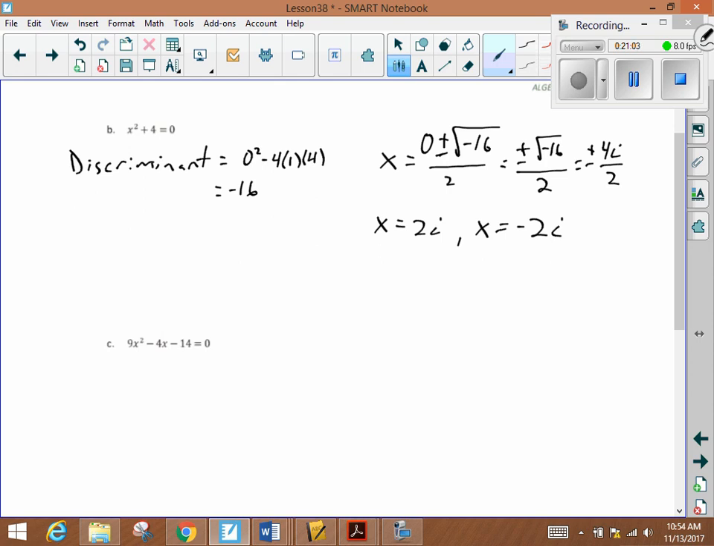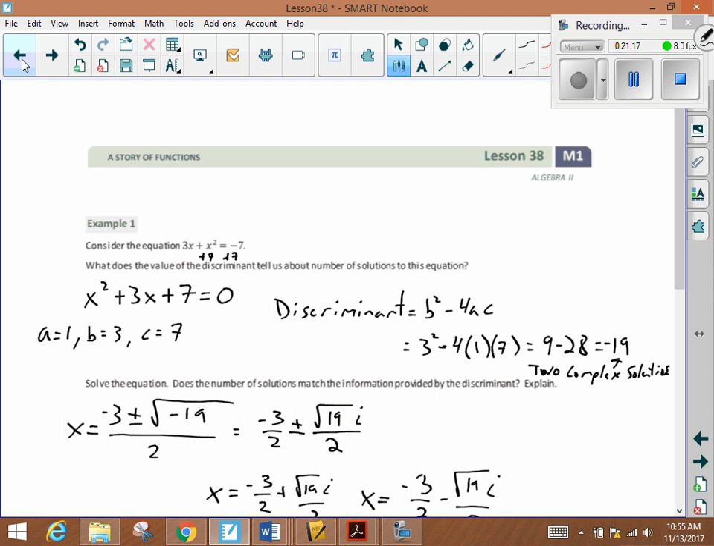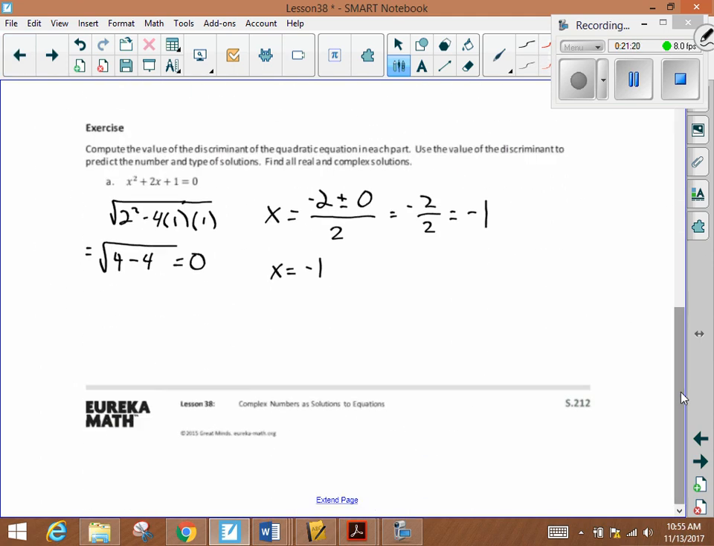Yes? So how do you know if you use the plus and minus? On the last one we didn't, because it was 0. Let's look at the last one, just to clear that up. If I was to do a little side thing, what we have is negative 2 over 2 plus or minus 0 over 2, right? So you wind up with negative 1 plus or minus 0. Well, it doesn't matter, plus or minus 0, you get the same thing. So you can just say negative 1. So it's only if it's 0? If your discriminant is 0, yep.